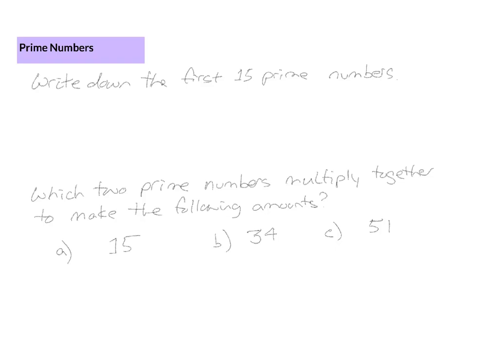On to the number work. We have prime numbers first of all. You need to be aware of what the prime numbers are. These are numbers that only have two factors, 1 and themselves. So 1 is not a prime number. It's a common mistake to put that into the list.